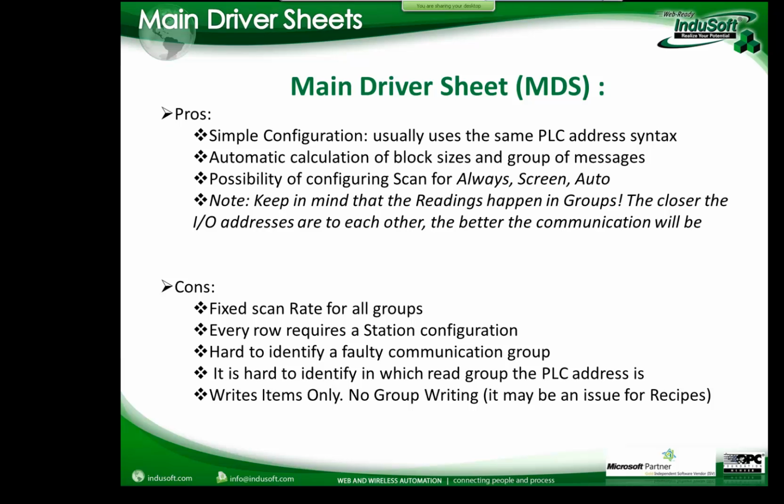Okay, and for writing operations, we only write one item at a time. So let's say that you're going to download a recipe with 200 parameters. Well, we're going to send to the PLC one parameter at a time. So sometimes it may be quite painful, and you write only when the tag changes. You don't choose when, like, I'm going to write everything. No, only the tags that changed, these are the ones that are going to be written to the PLC. All right. So these are some of the cons and some of the pros of the main driver sheet.